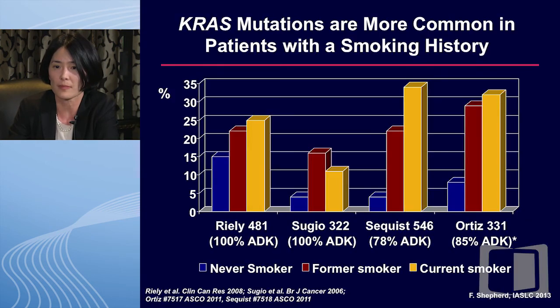our patients. We do know that KRAS mutations are more common in patients with a smoking history. This is just data from 4 large studies looking at KRAS mutations by smoking status, and just highlighting that many of the KRAS mutant patients have a smoking history.